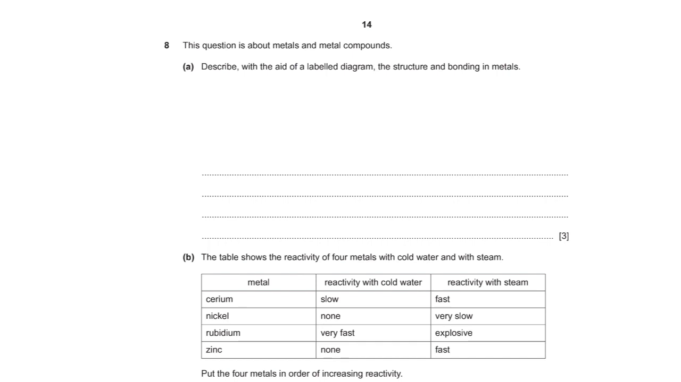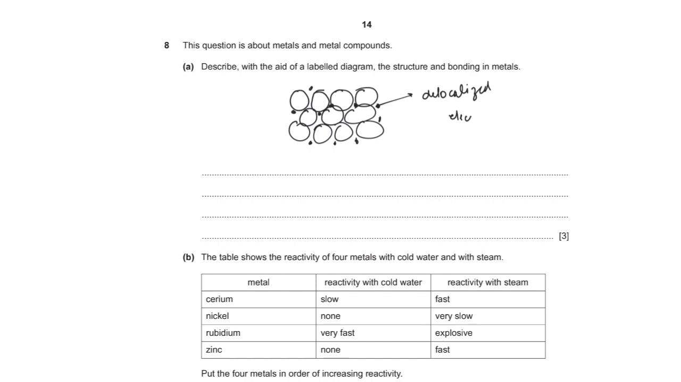Draw a labelled diagram and describe, with the aid of the labelled diagram, the structure and bonding in metals. We did this question in the last paper. So just draw very close circles first: a layer of four, then a layer of three, and then again a layer of four. Do not let them overlap, and these little dots are actually electrons. Just label them as delocalized electrons, and these are positive ions.